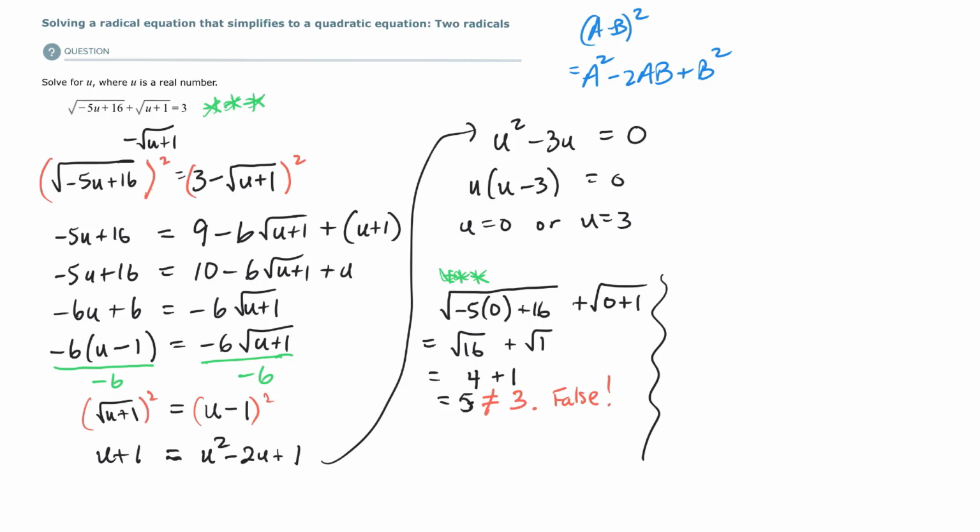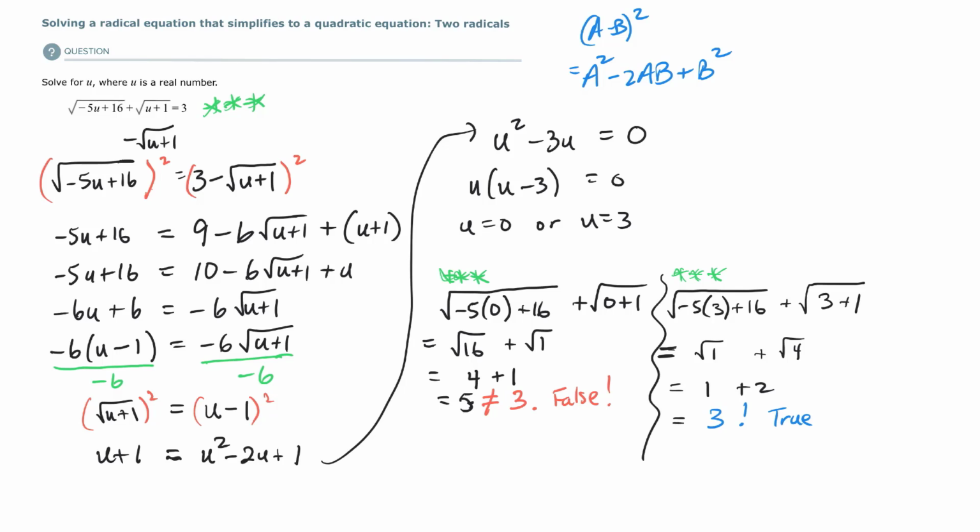Let's check the other number. What's the other number we have to check? We have to check u equals 3. So negative 5 times 3 plus 16 plus square root of 3 plus 1. Let's simplify this expression. This is the square root of 1 plus the square root of 4. That is 1 plus 2. That does get me what? That does get you 3, which is what we want on the other side of the equation. So this makes the original equation true. 3 makes the original equation true, and that's what we were looking for.